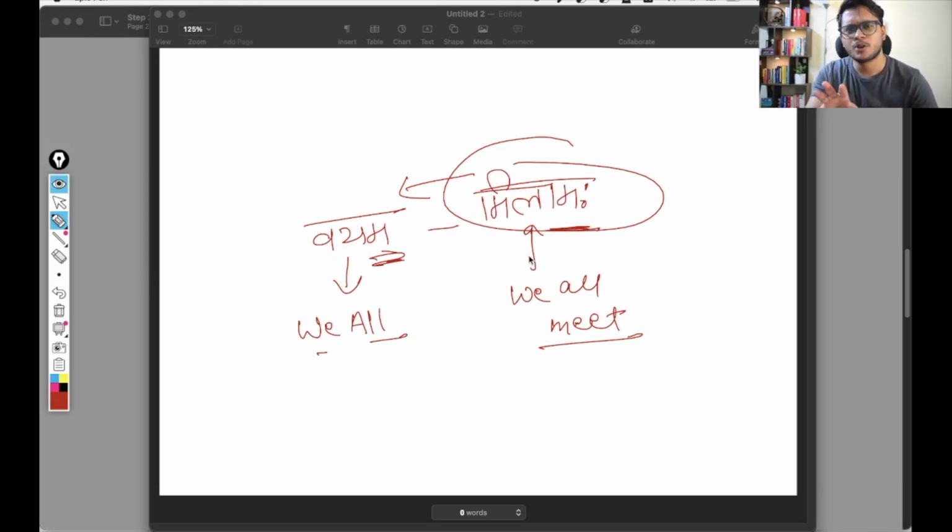The only point is, you don't need to remember all these things. With practice, it will automatically register. Just remember that the verb will change as per the person who is doing the action and as per the number, how many of them are doing the action.